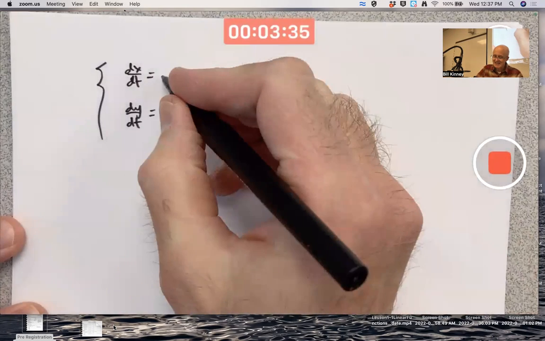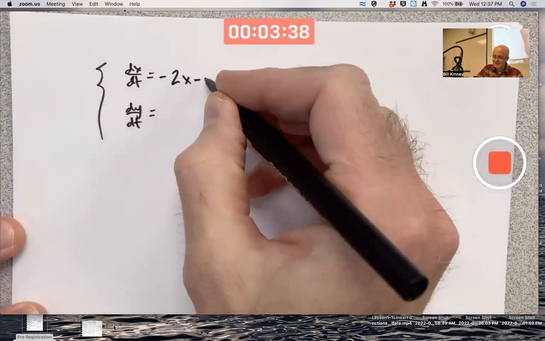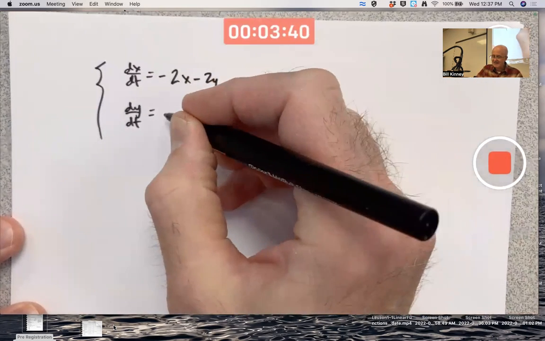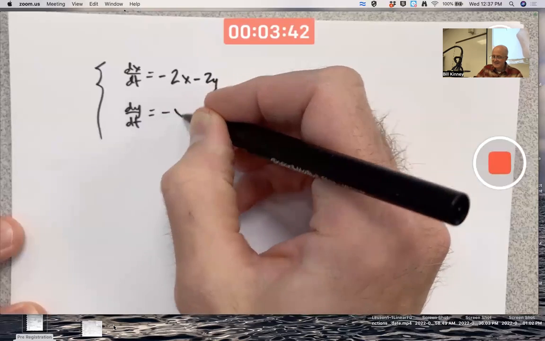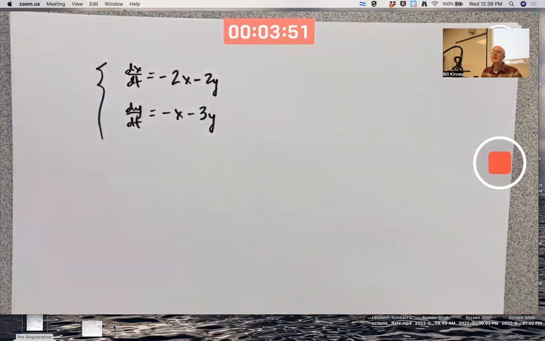Let's say dx/dt equals negative 2x minus 2y, and dy/dt equals negative x minus 3y. Without doing any in-depth linear algebra calculations, we can get an idea for what the phase plane of this system looks like just by thinking about nullclines, which is why I introduced nullclines early.